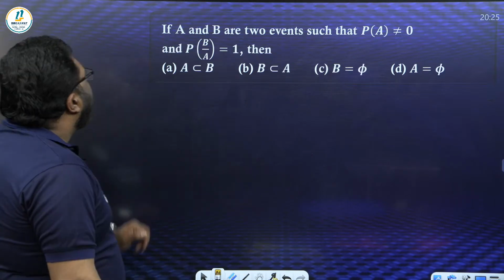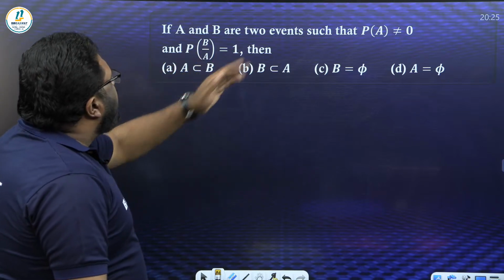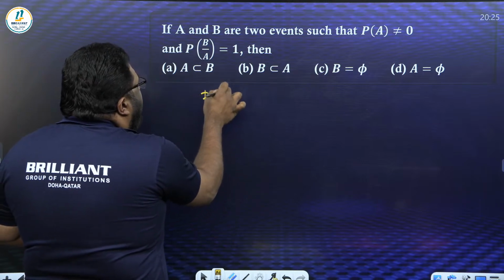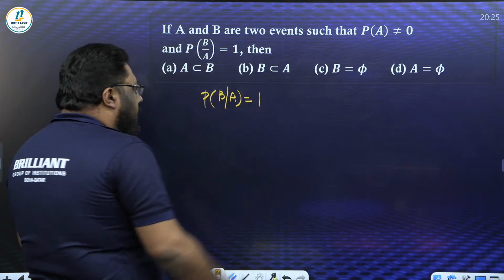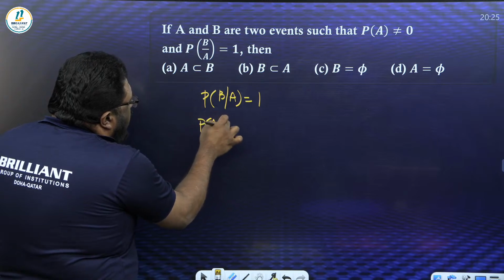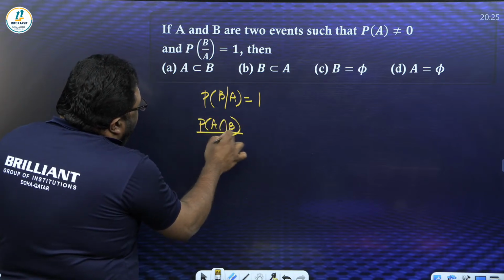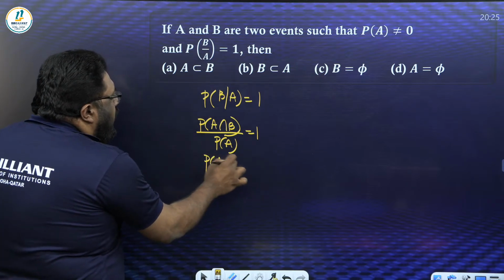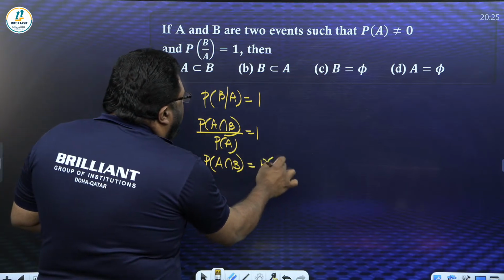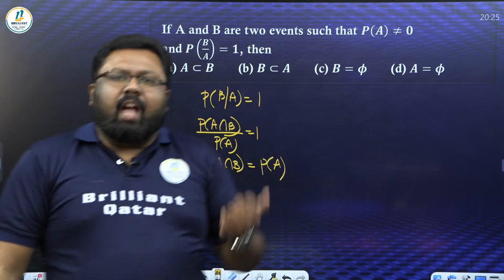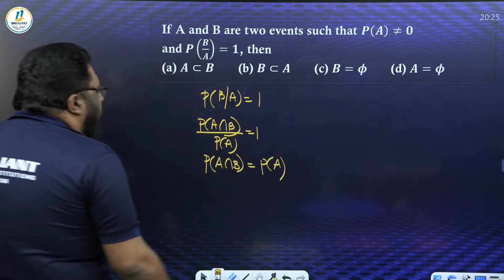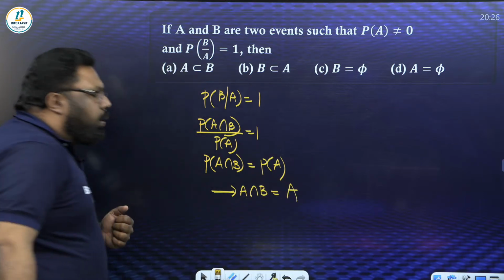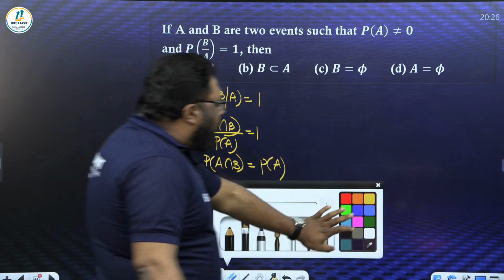Okay. Moving forward. A and B are two events such that P of A is not equal to 0 and P of B by A equals 1. But we know P of B by A is P of A intersection B divided by P of A equal to 1. That is, P of A intersection B is equal to P of A. When will the probability of A intersection B be equal to the probability of A? That implies A intersection B will be equal to A.